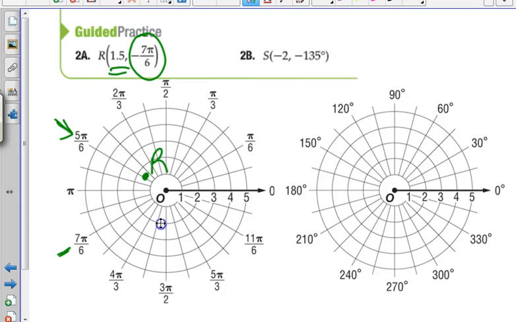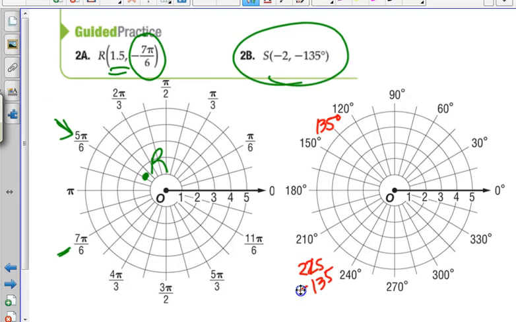Everybody okay? Okay, who thinks they can explain that nasty mess? Here's 135 positive, right? Which would be here. It's actually 225, but it's negative 135 for our business today.